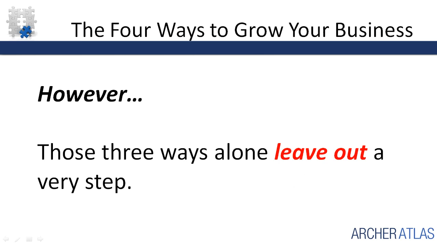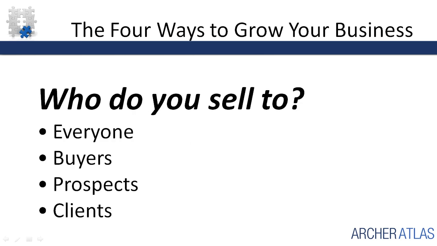But those 3 ways alone leave a very important step out. Just think of it this way. Who do you sell to? Well, first, there's the entire population. But they aren't all buyers of your goods and services, no matter how much we'd like them to be. Let's call that group everyone. Easy enough, right? Then you have people who buy the same or similar goods or services that you provide, whether from you or your competitors. Let's call this group total buyers. They are part of the group of everyone, but are a smaller group.